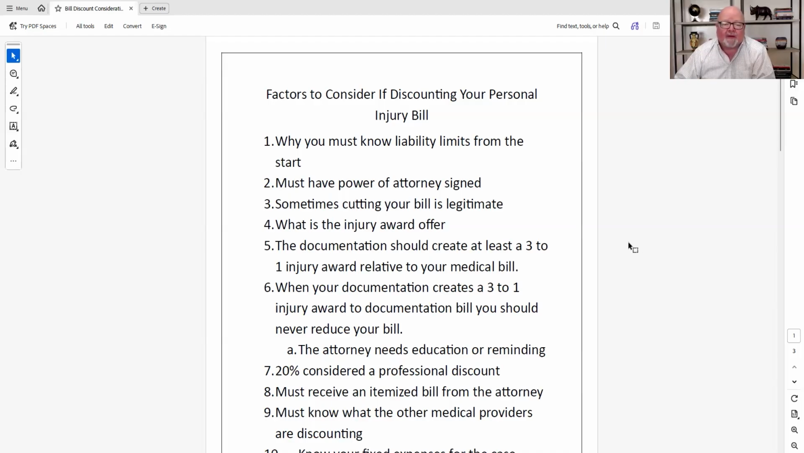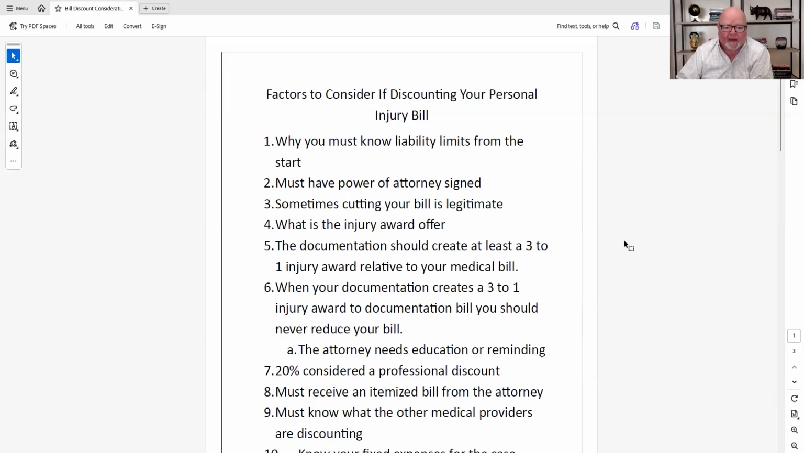What is the injury award offer? But remember, I told you, I've never been asked by any of my attorneys to cut my bill after I've given that presentation. In the very beginning, prior to me selling them and creating authority and credibility and showing them the ratio of 3-to-1 medicals, that was the first thing out of their mouth: cut your bill. I learned real quick. You've got to get that into the presentation at the beginning, not at the end. It's too late if you've waited until the end.